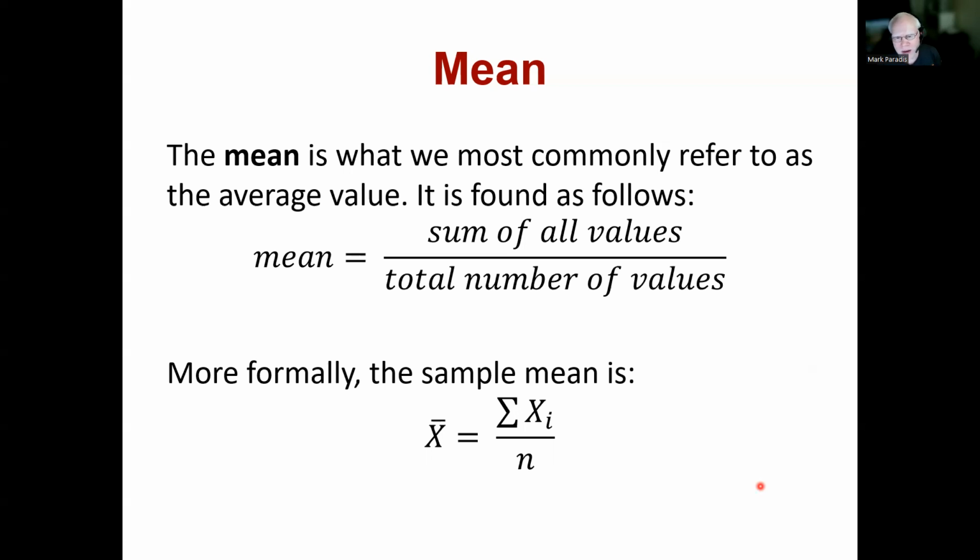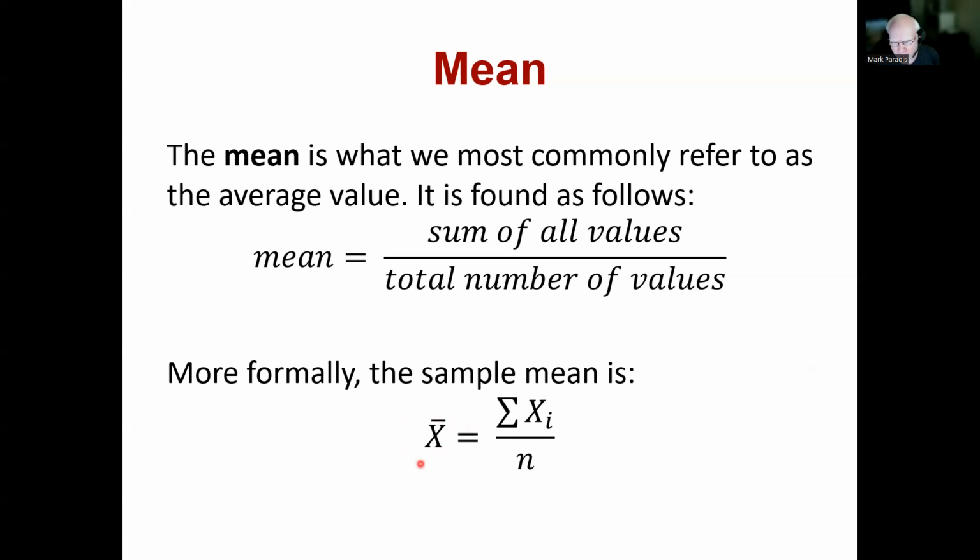So more formally, to simplify it from words into mathematical notation, x bar, our sample mean, is equal to the sum of all observations, all individual observations, divided by the sample size. So this is translating this: sum of all values, total number of values. The total number of values in the sample is the same thing as the sample size.